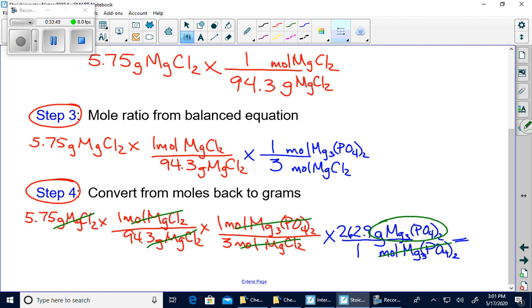All right. So I'm going to take 5.75 times 262.9 times 1 times 1. And then I'm going to divide by the quantity, 94.3 times 3. So I use parentheses. And I get 5.34 grams of magnesium phosphate. All right. There you go. Stoichiometry.